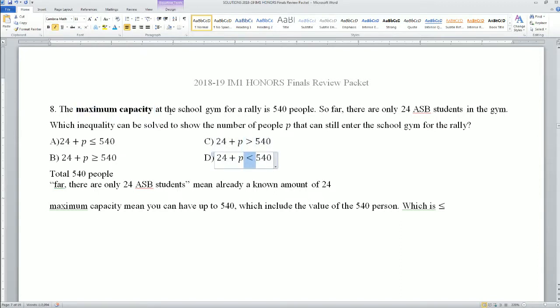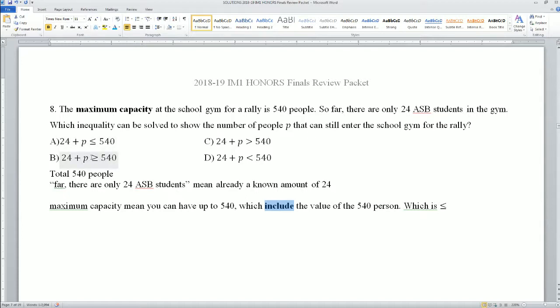Okay? So are you allowed to have 540 people? Are you allowed to have 504 people? Yes. You have to include the 540th person. 539 is allowed. The 540th person is allowed. The 541st person is not allowed. But you are allowed to have the 540th person.